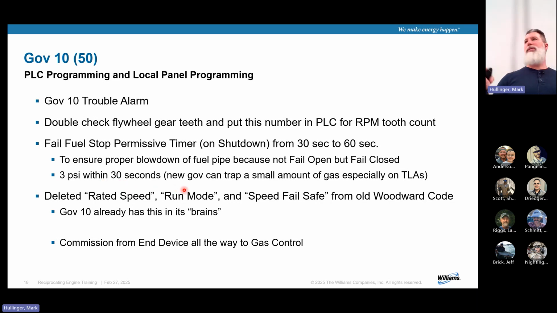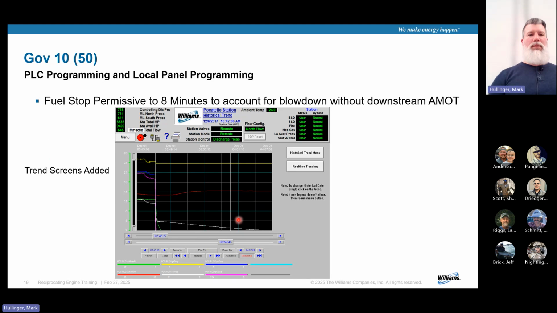So TLAs have this problem. So POC and soda, and I think we've fixed that. I haven't had a call for years on that. Just a little bit gets trapped and doesn't blow down for the next start. The fuel stop permissive is 8 minutes to account for a blowdown. That's what I was just talking about. This might even be Pocatello station. That right there just had a little bit trapped, and you can't duplicate this.